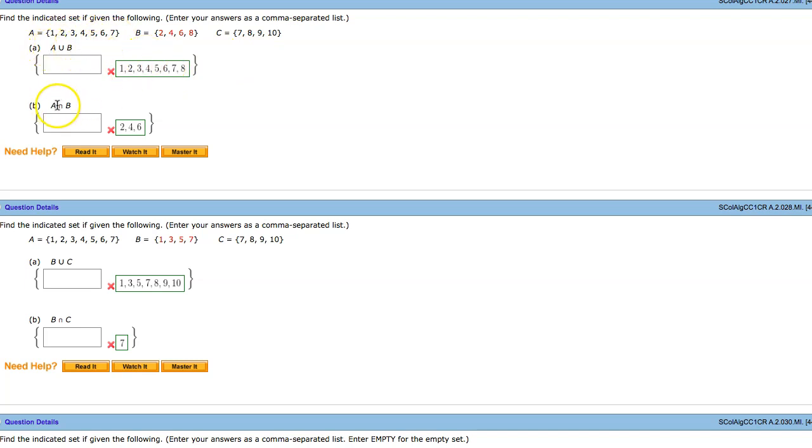Now, let's look at the intersection. A intersect B. Now, this is different. You have to belong to both, or you don't qualify. You need to be in both. I'm only going to list you once if you belong to both. If you don't belong to both, you're out of luck. So 2 is in here, but that's not good enough for part B. Is 2 in here? Yes.